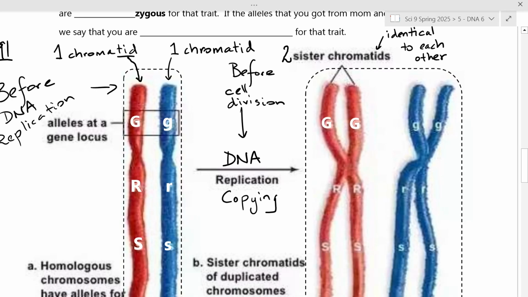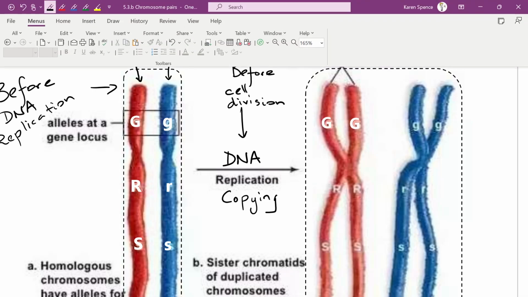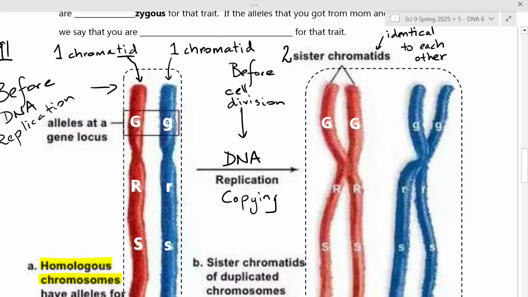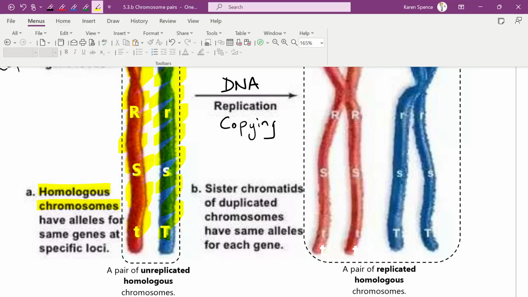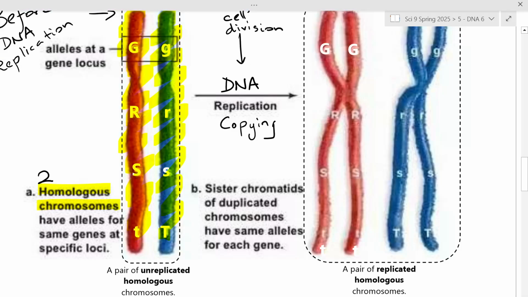So we're going to go through this again. We have homologous chromosomes, one from mom and one from dad. Yes? Those are homologous chromosomes. After they are replicated, we still just have 2 homologous chromosomes. So over here, we have 2 homologous chromosomes.